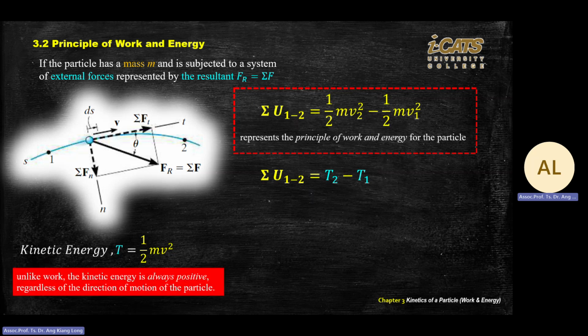I want to highlight here, kinetic energy is always positive. Why? Based on this equation, why is kinetic energy always positive? If your V is negative, what happens to the equation? If V2 is negative, you put it in a bracket, negative, squared, what do you get? Positive. So kinetic energy, because of the square, you always get positive kinetic energy.